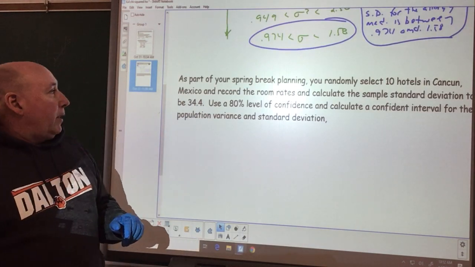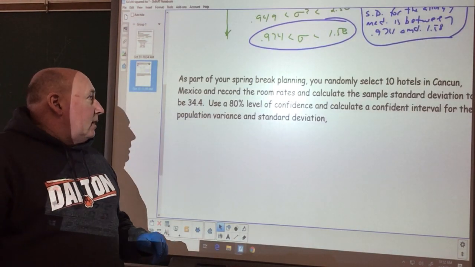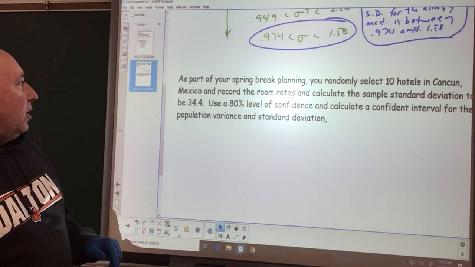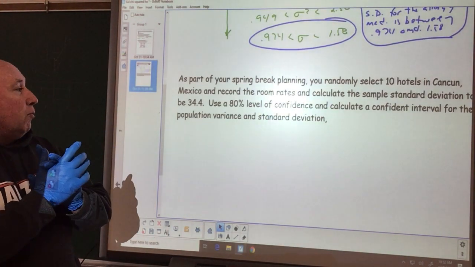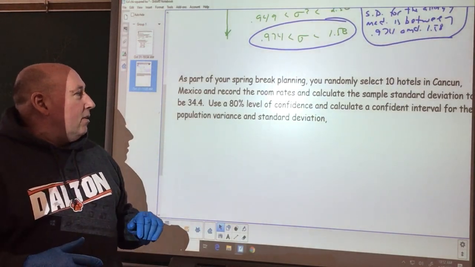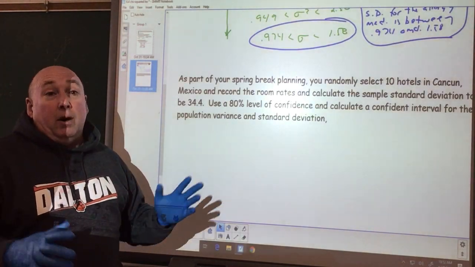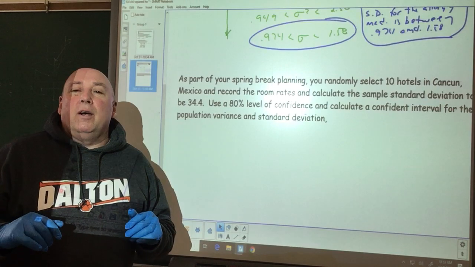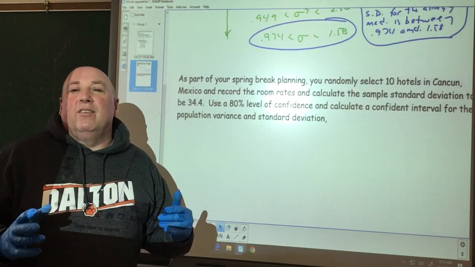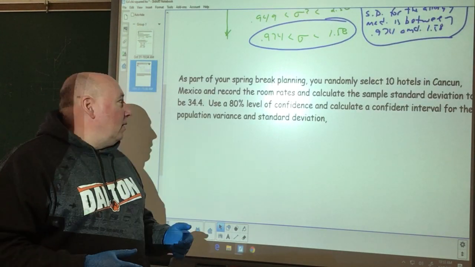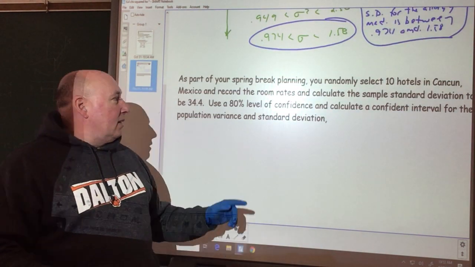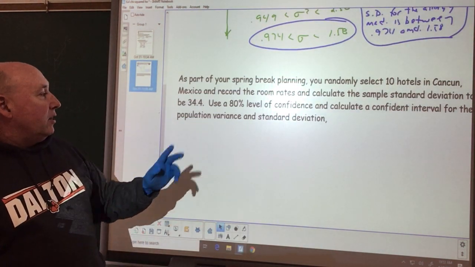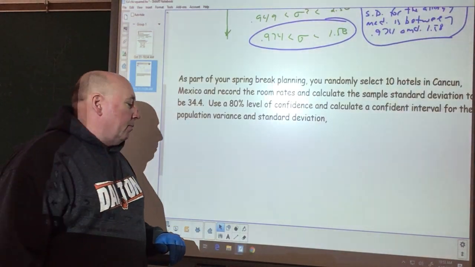As part of spring break planning, you randomly select 10 hotels in Cancun, Mexico. Wouldn't that be nice right now? And record the room rates and calculate the sample standard deviation to be 34.4. Why you would worry about the standard deviation, I don't know, but it was a problem that was given to me. Use an 80% level of confidence to calculate the confidence interval for the population variance and standard deviation.